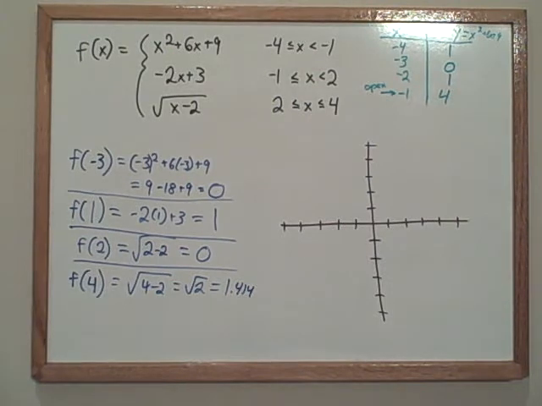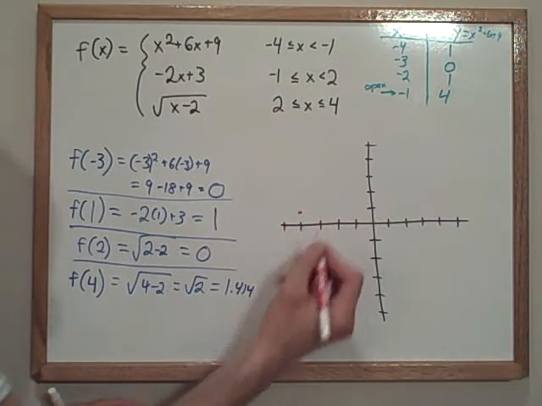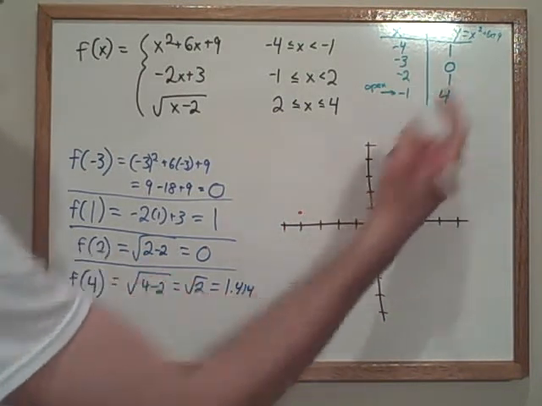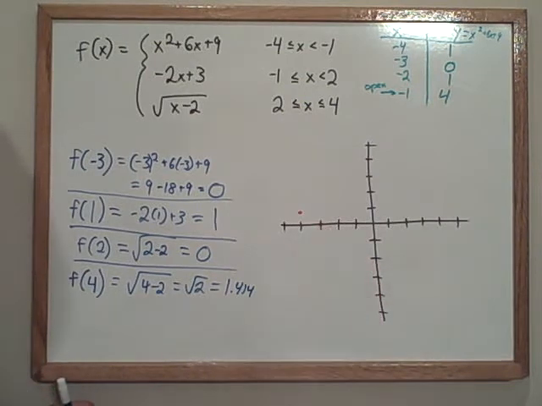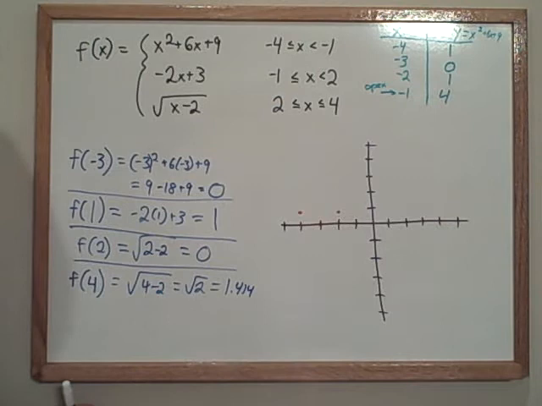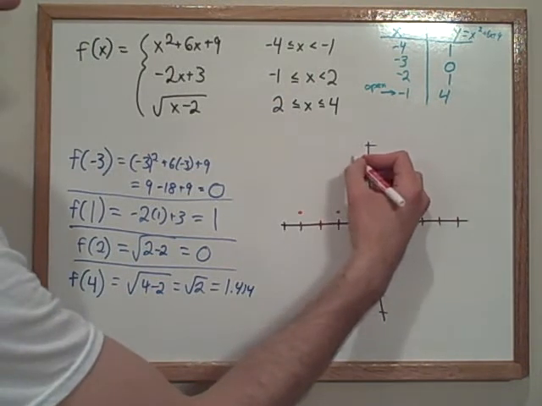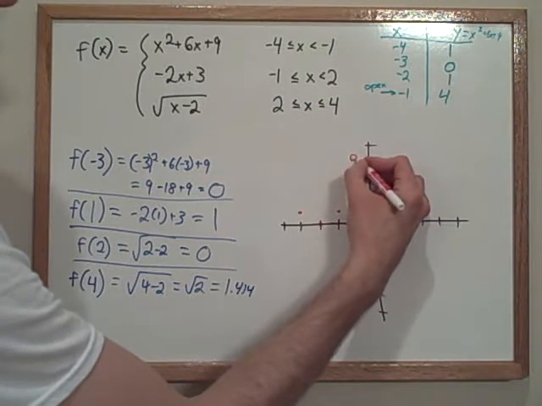let's graph. Let's start graphing. Negative 4, 1 is on my graph. Negative 3, 0 is on my graph. Negative 2, 1 is on my graph. And negative 1, 4 is not, but I'm going to pretend like it is, open circle.